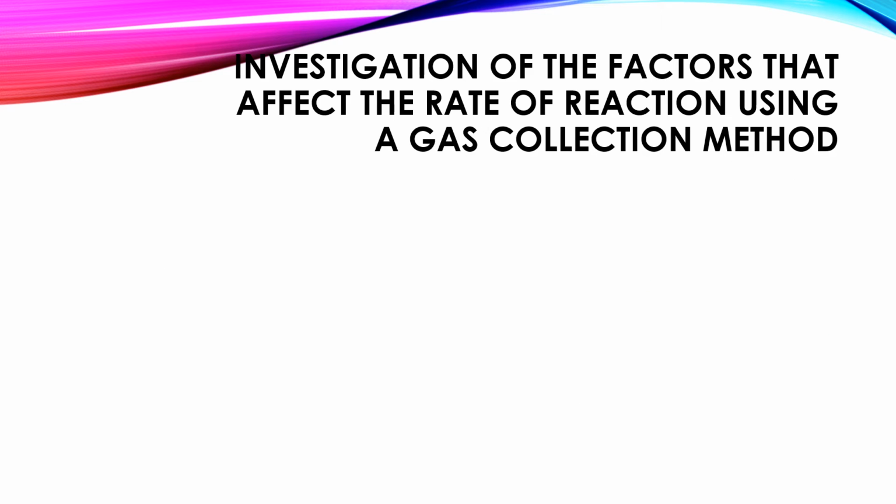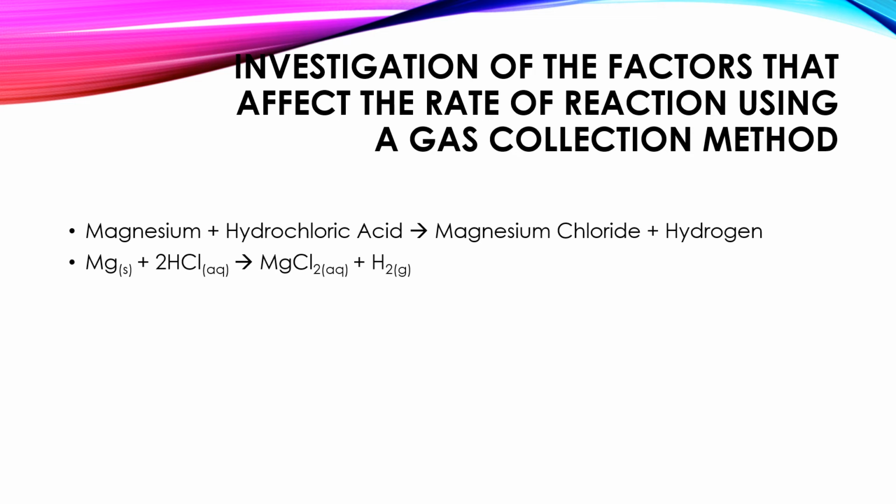So the second reaction associated with this module is the investigation of the factors that affect the rate of reaction using a gas collection method. So in this reaction, you'll be using magnesium and hydrochloric acid, and the magnesium will react with dilute hydrochloric acid to produce hydrogen. These are the equations. The rate at which the hydrogen gas is produced can be used to determine the rate of reaction.